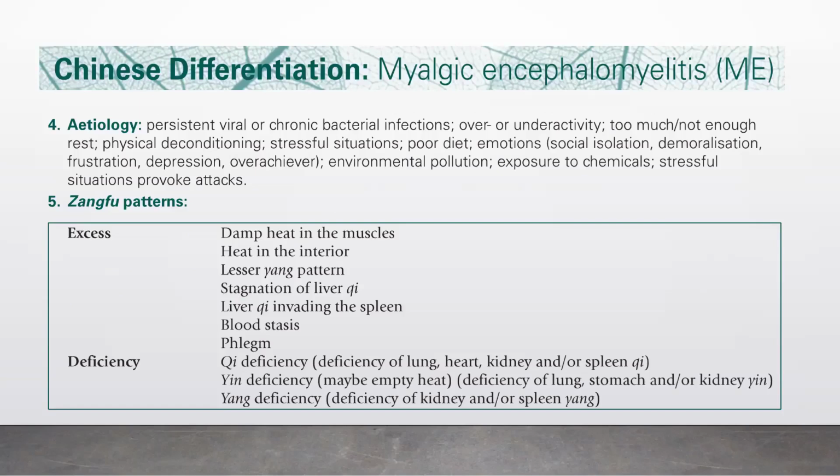Number 5, Sangpu patterns. For the excess: damp heat in the muscles, heat in the interior, lesser Yang pattern, stagnation of liver Qi invading the spleen, blood stasis, phlegm. For deficiency: Qi deficiency, deficiency of lung, heart, kidney, and or spleen Qi. Yin deficiency may be empty heat, deficiency of lung, stomach, and or kidney Yin. Yang deficiency: deficiency of kidney and or spleen Yang.